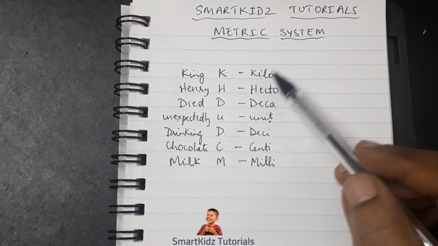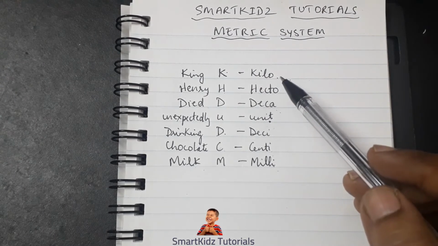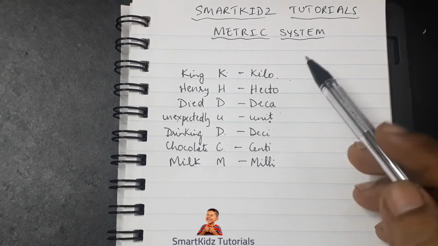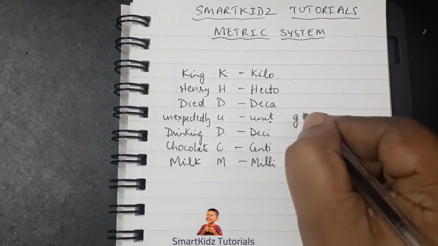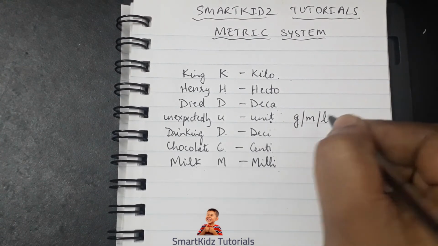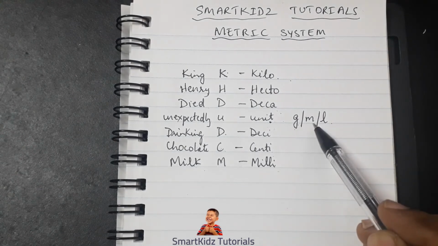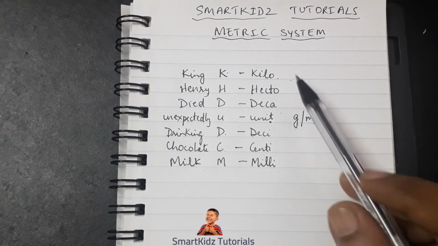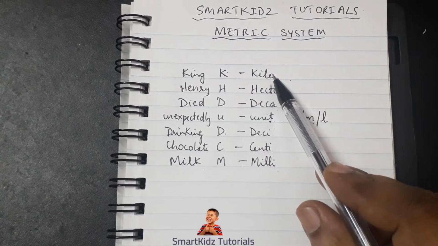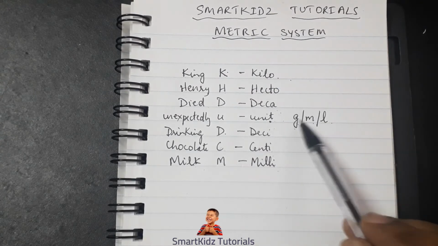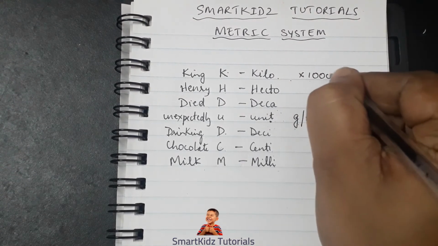So kilo is a unit which is 1,000 times the standard unit. Unit can be your gram, meter, or liters. This is how we symbolize them: g for gram, m for meters, L for liters. So we have here kilo, and I told you it is 1,000 times the standard unit. That means 1,000 times any of these units, so this will be multiplied by 1,000 here.